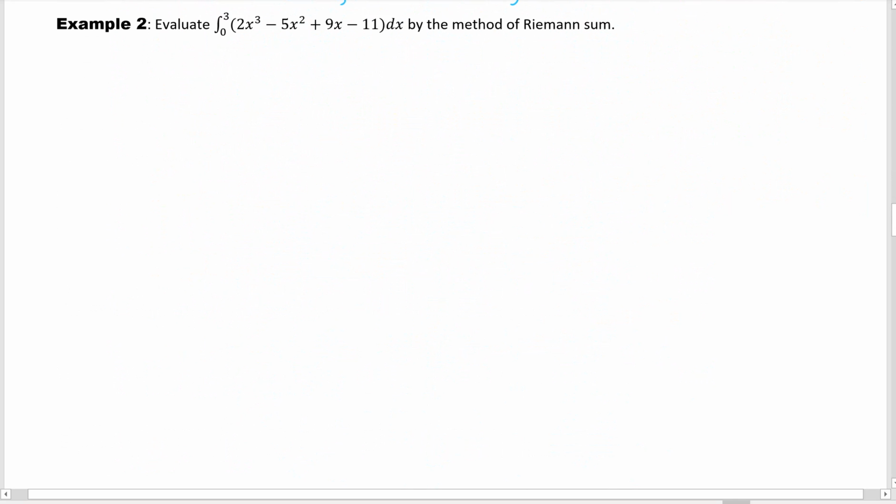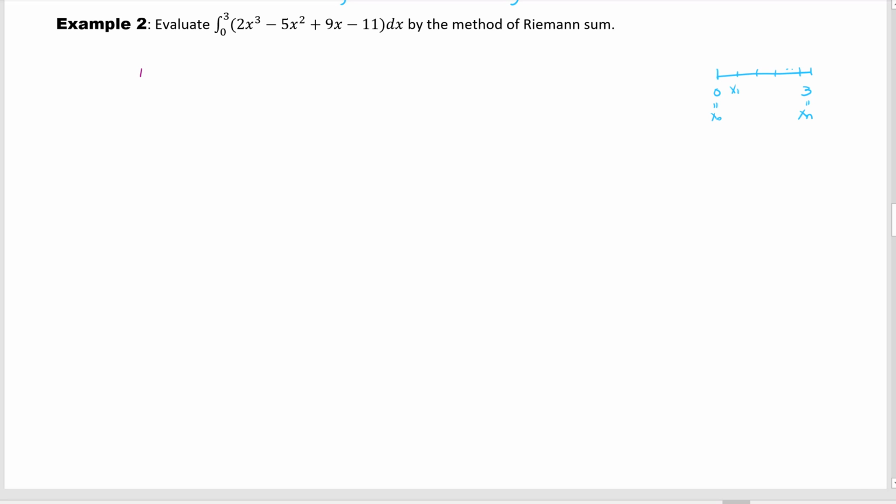Okay, evaluate the definite integral by the method of Riemann sum. So which is the same thing. Okay, because the area under the curve is bounded here from 0 to 3, right? So we have 0 to 3 here. We divide it into n subpieces. x0 is 0, x1 here, 3 is x sub n.